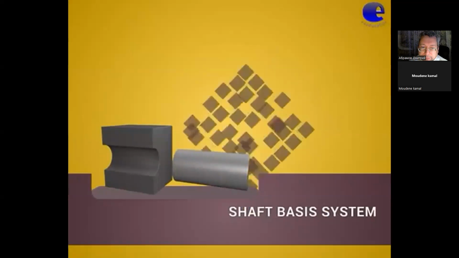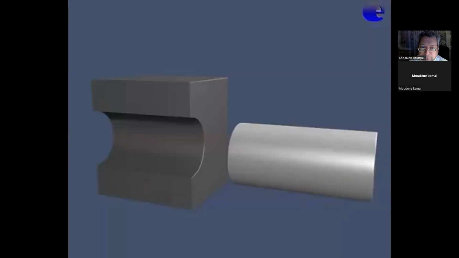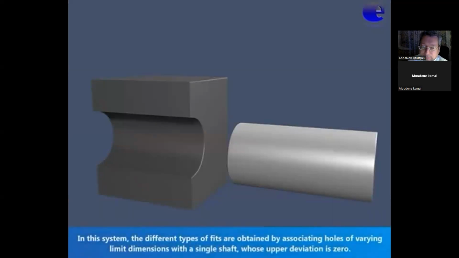Shaft basis system. In this video, we are going to see about shaft basis system. In this system, the different types of fits are obtained by associating holes of varying limit dimensions with a single shaft whose upper deviation is 0.